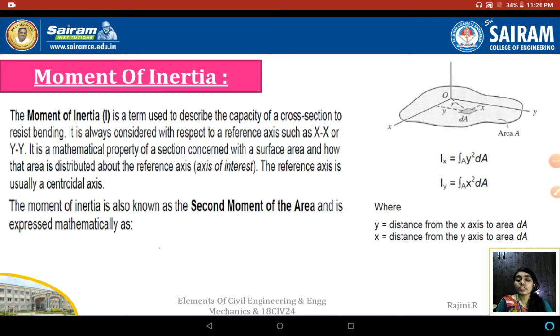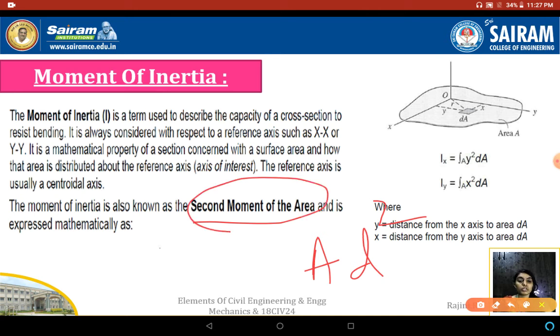Okay, the moment of inertia is also known as the second moment of area, and it's expressed mathematically as Ix is equal to integration of y square into dA, and Iy is equal to integration of x square into dA. In the centroid we are taking only area into the distance, right? But in the moment of inertia we are increasing the cross section, so we are taking double the distance, that is twice the distance. That's why it is called the second moment of the area. A centroid is also known as the first moment of the area.